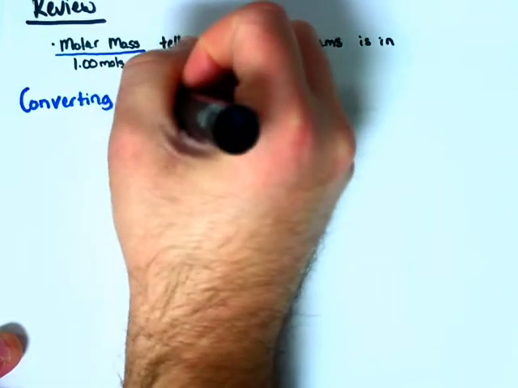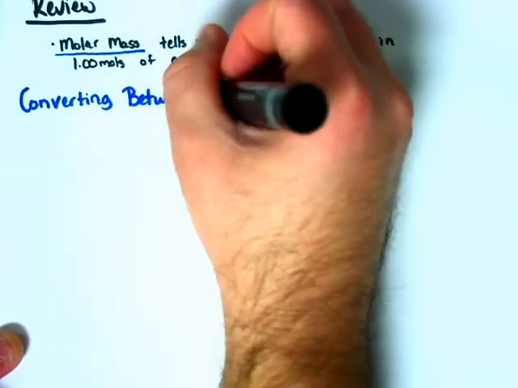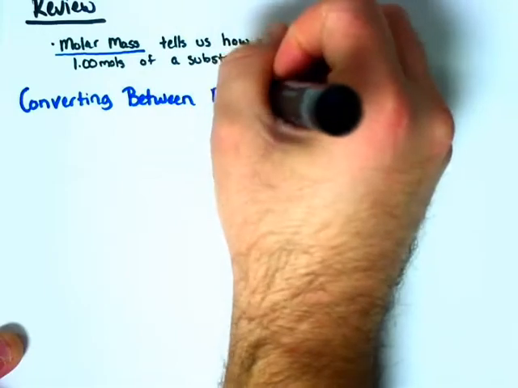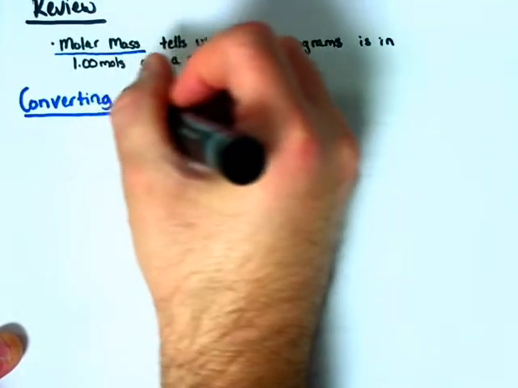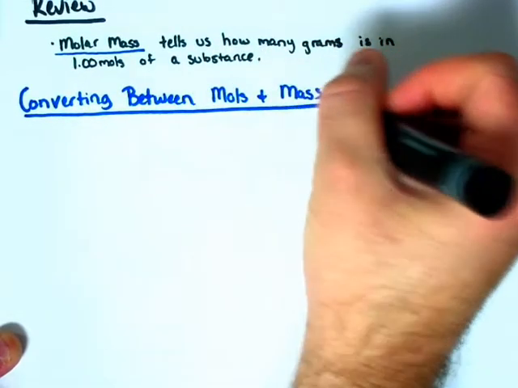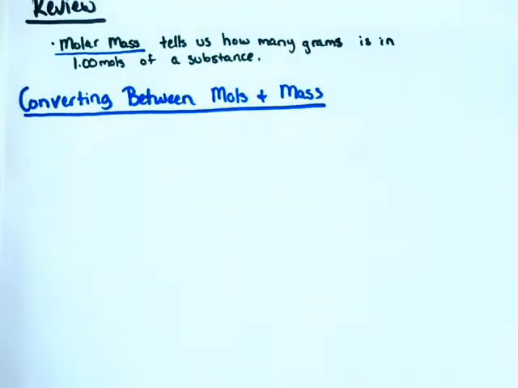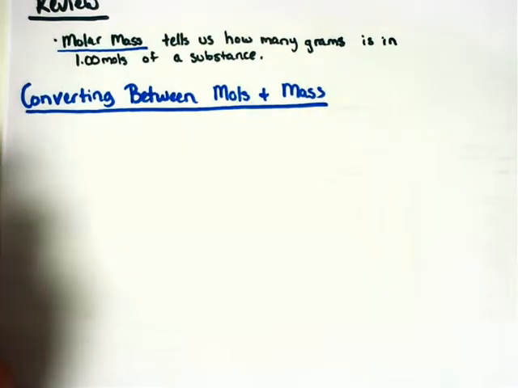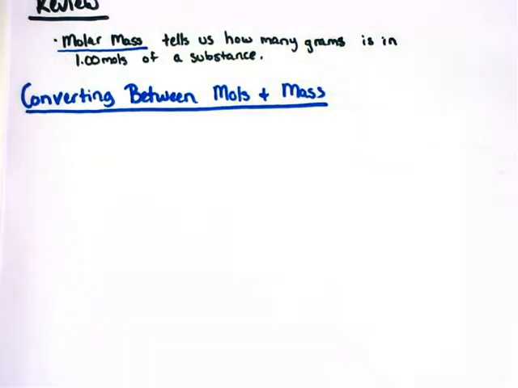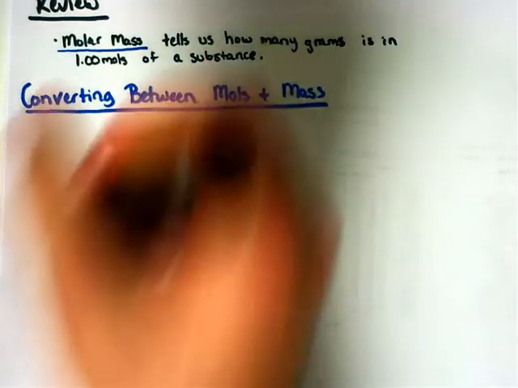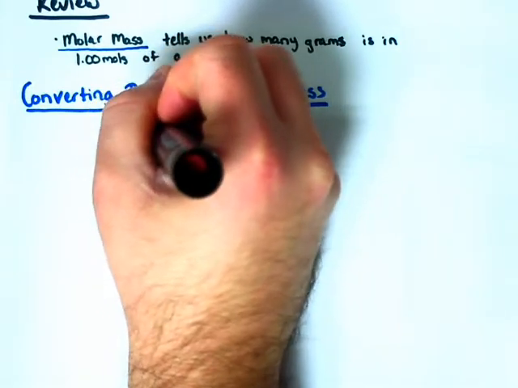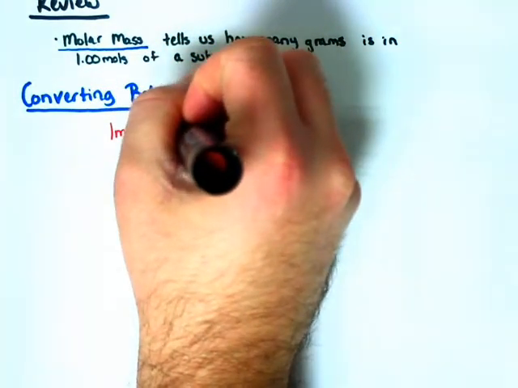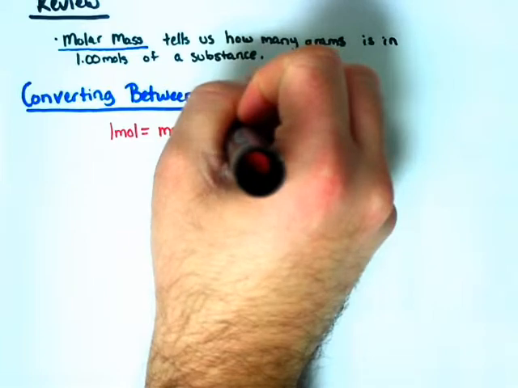And so today we're going to work on converting between moles and mass. And our ratio for the day, our single ratio, is going to be that 1 mole of a substance is equal to the molar mass of that substance.